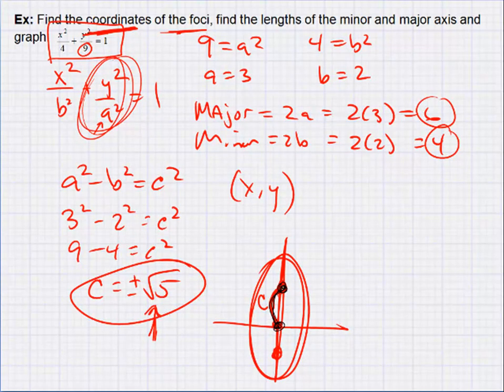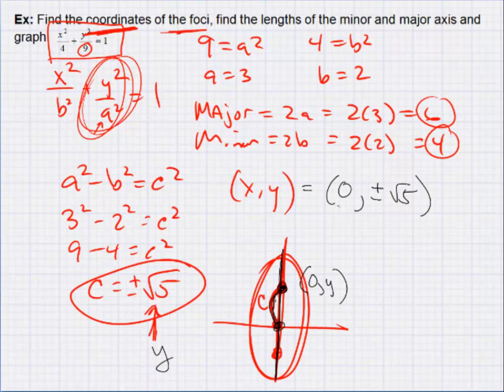So if my foci is really on the y-axis, because the y-axis is the bigger axis and foci should always sit on the major axis, this point should have an x value of 0 and then a y value. So this is a y value for this particular ellipse. So if I was to do the coordinates, it would be 0, comma, plus or minus square root of 5. There's 2 points here, 0 square root of 5 and 0 negative square root of 5. This would be the coordinates for my foci.